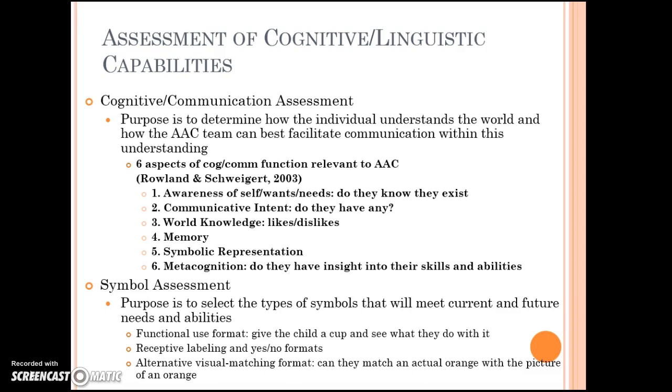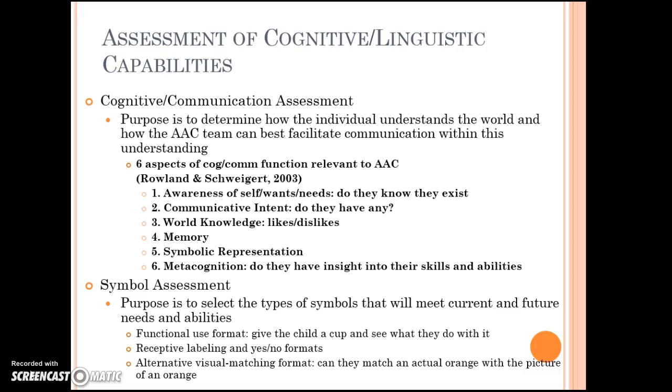A good way to assess this is to start with a functional use format of objects. Give the child a cup and see what they do with it. Give the individual who has a traumatic brain injury or just had a stroke a brush and see if they know to brush their hair. Give them a pencil, see if they start to write with the pencil. Do they know what to do with objects?